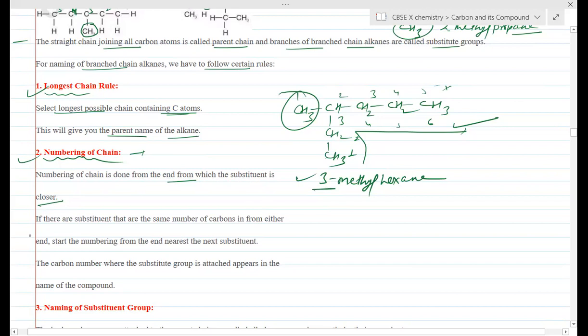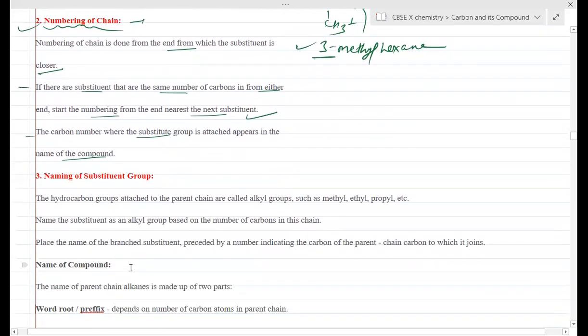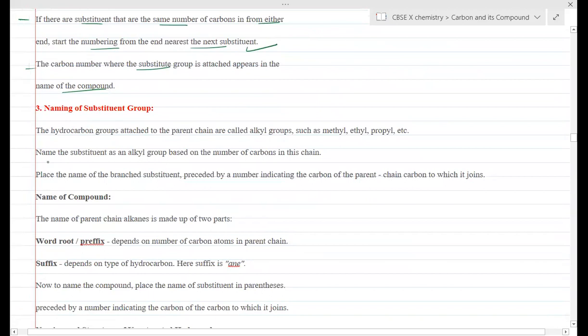It should get the least number. So if there are substituents with the same number of carbons from either end, start the numbering from the end nearest the next substituent, and the carbon number where the substituent group is attached appears in the name of the compound. Next, naming of substituent groups is important.